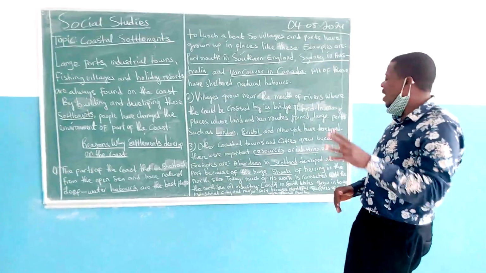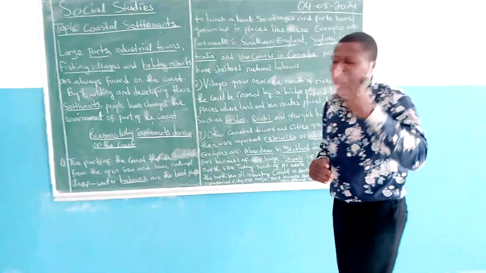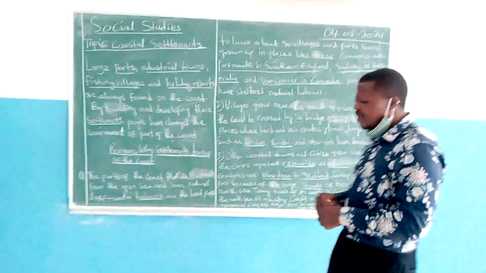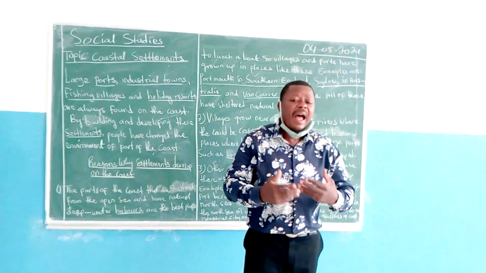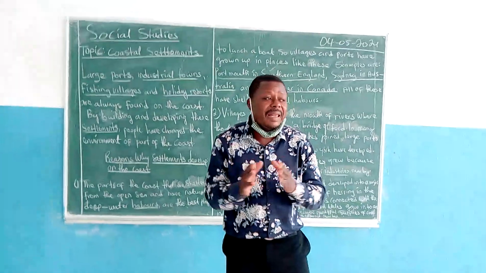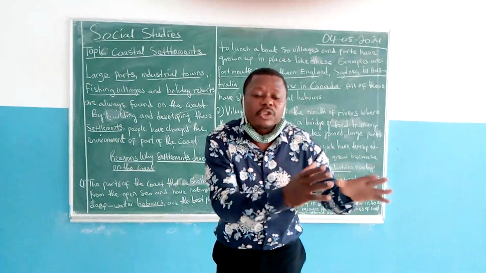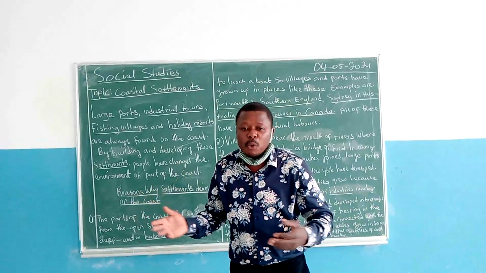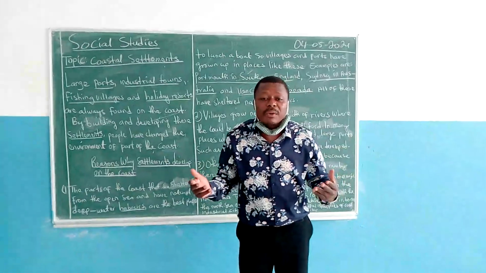We are going to look at the third reason why settlements grow or develop at the coast. And this third reason is that some cities and coastal towns have developed because they were found near places that have natural resources. Natural resources like what? Gold, diamond, coal, salt, like the city of San Francisco in the United States of America.